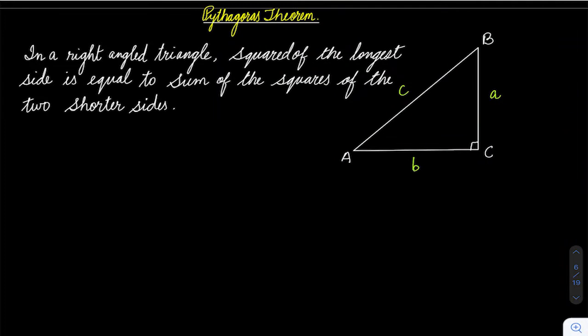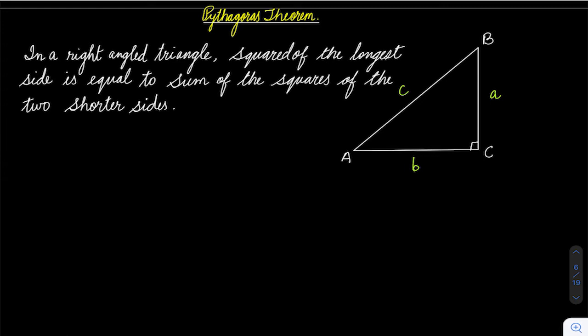Today we are going to do a grade 8 to grade 10 topic, that is Pythagoras theorem. So, let's start. First thing is, in a right angle triangle, the square of the longest side is equal to the sum of the squares of the two shorter sides. So, let's understand what is Pythagoras theorem.